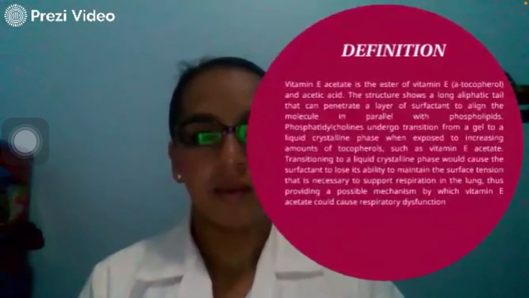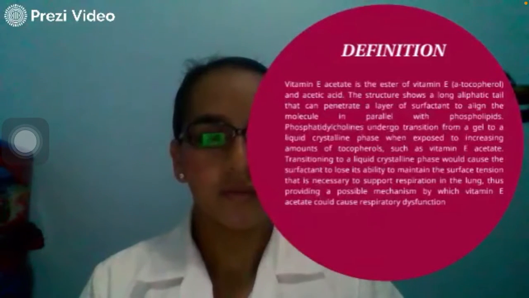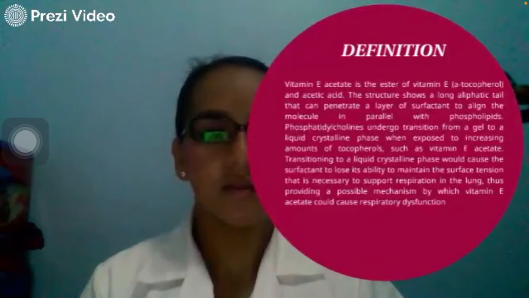Definition: Vitamin E acetate is the ester of vitamin E tocopherol and acetic acid. The structure shows a long aliphatic tail that can penetrate a layer of surfactant to align the molecule in parallel with phospholipids.